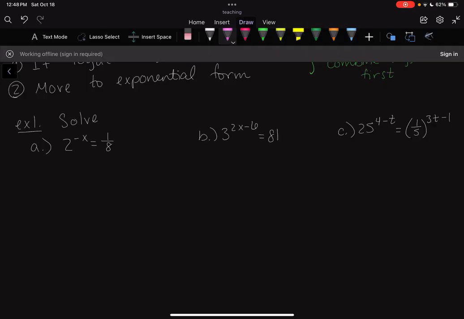So for example 1, all of these actually have the same base, meaning on each side I can get the bases to look the same. So 2 to the negative x, and then 1 over 8 can be written as 2 to the negative 3. So I can use that rule, just look at the exponents. So I get x equals 3.